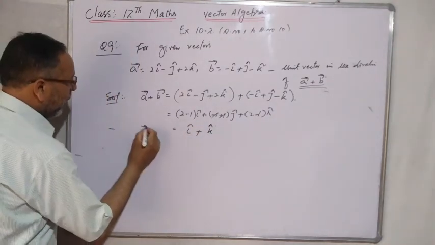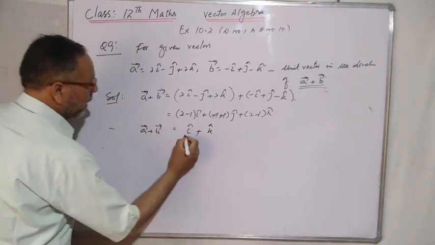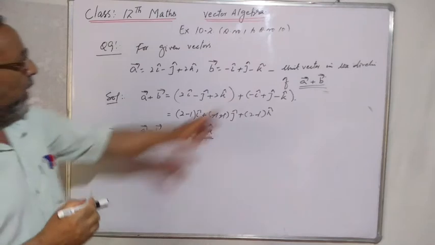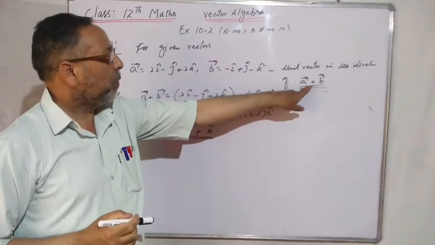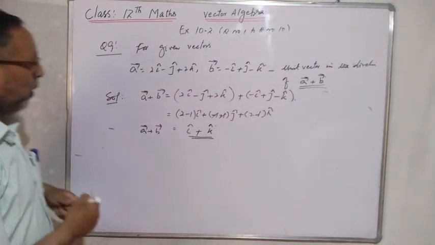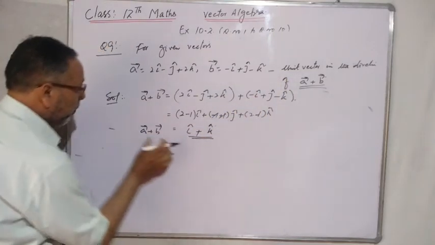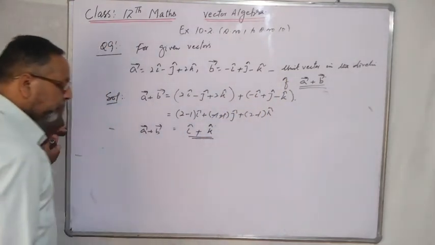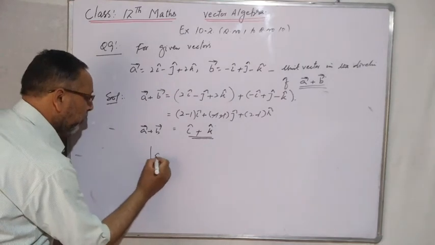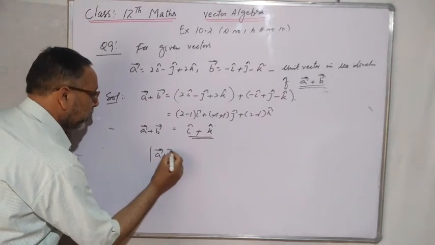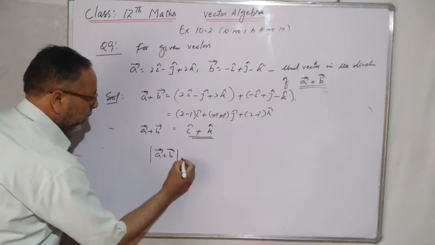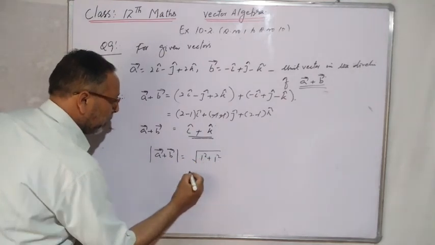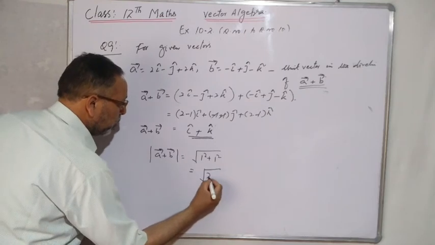That means A vector plus B vector is equal to i cap plus k cap. Now we have to find a unit vector in the direction of A vector plus B vector. First find the magnitude of A vector plus B vector. Its magnitude will be under root of 1 square plus 1 square, which is under root of 2.